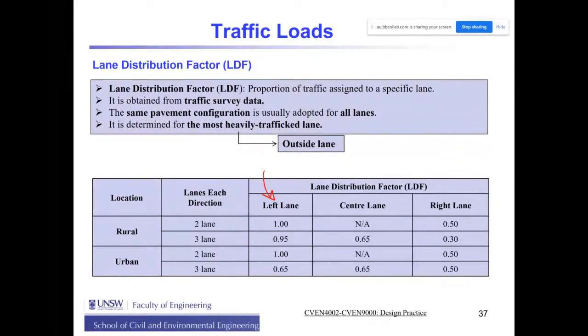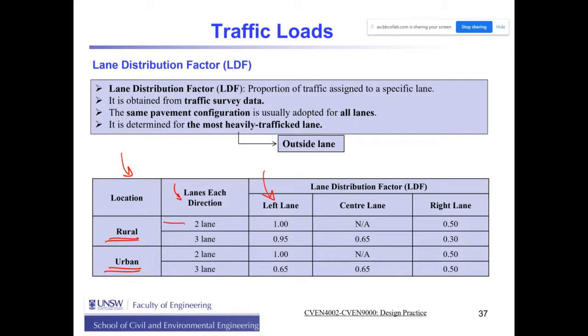So this is the table. So again, you can either use the survey data. If the project is important, you need to use the survey data. But if the project is not that important, if it's a light traffic road, then you can use the presumptive values from Austroads. Again, this is the table from Austroads. It depends on whether you are designing pavement for rural area or for urban area. And it's a function of the number of lanes.